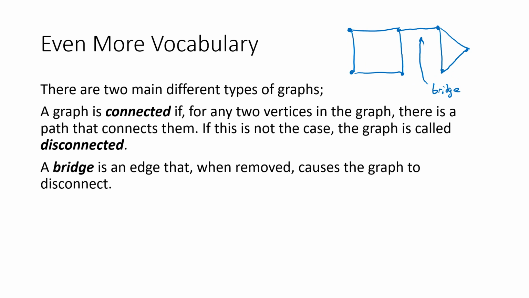Now, it's important to understand that when you determine what a bridge is, you can only remove one edge at a time, right? So you remove the one edge, determine if it's a bridge. If it's not a bridge, put it back, remove a different edge. You can't say, well, this would be a bridge if I remove this edge and this edge. You can't do that, okay? It's just removing the one edge. If you have to remove two edges to make it a bridge, guess what? It's not a bridge, okay?